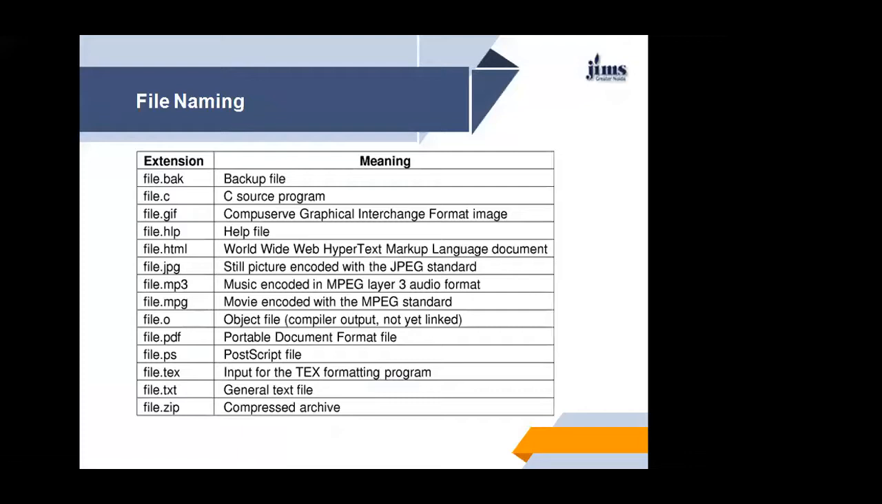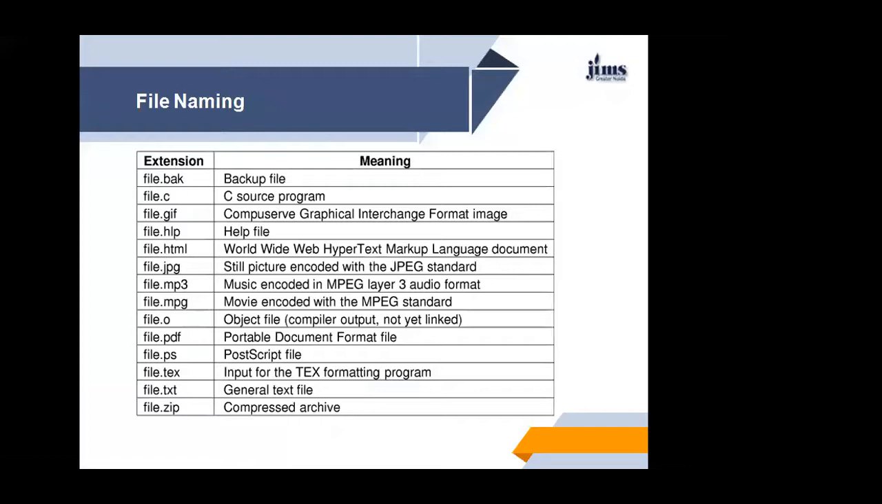MPG is also there. File.o is the object file, compiler output not yet linked. PDF is Portable Document Format file. PS is the PostScript file. .tex is input for the text formatting program. TXT is the general text file. And there is the compressed file, like the .tar file, and all these files are there.